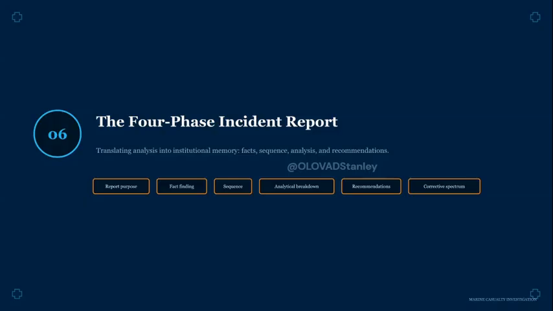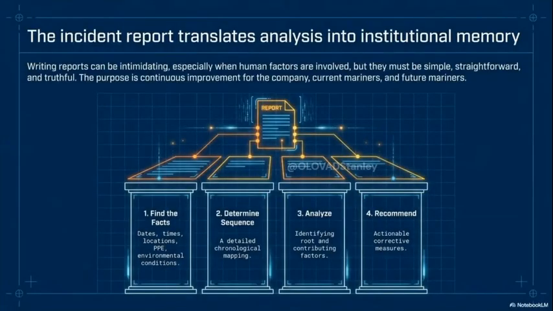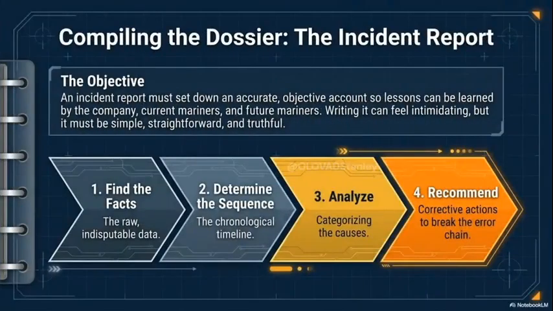Finally, we will discuss the 4-phase incident report. This process translates your investigation into lasting institutional memory, covering facts, sequences, analysis, and concrete recommendations for the future. The first phase of the report is the executive summary. This should provide a high-level overview, capturing the who, what, when, and where of the incident, allowing stakeholders to grasp the event's impact quickly.